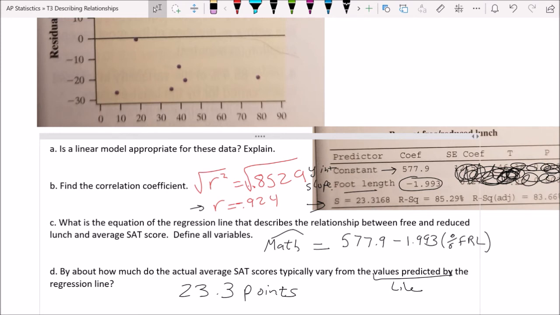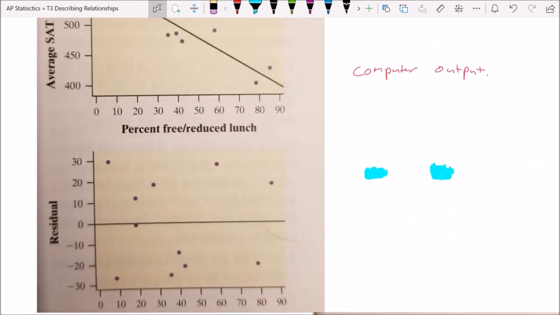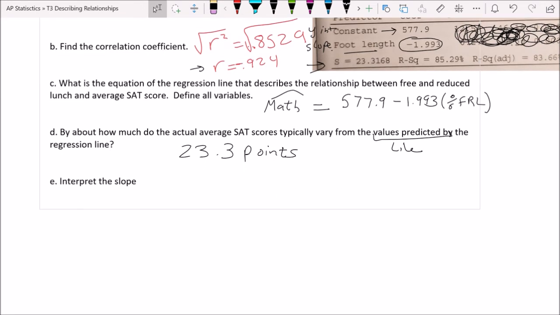And interpret the slope. This is an easy one to get wrong. So first of all, the slope, oh wow, I've got the wrong thing, foot length. We're gonna roll with it. I don't know why they put, I guess they made a typo, they put foot length in there. That's super weird. So for the slope, first of all, we need to know what the slope is.